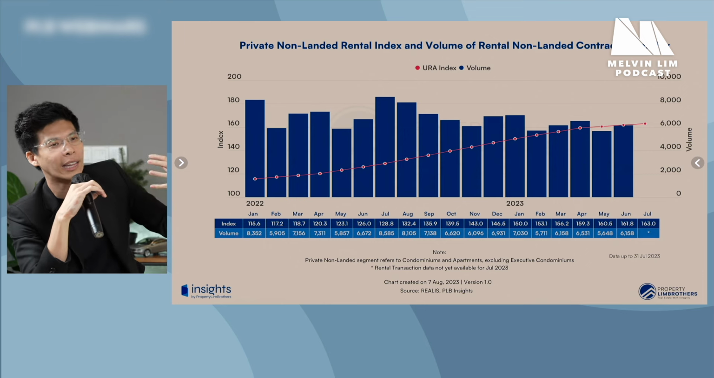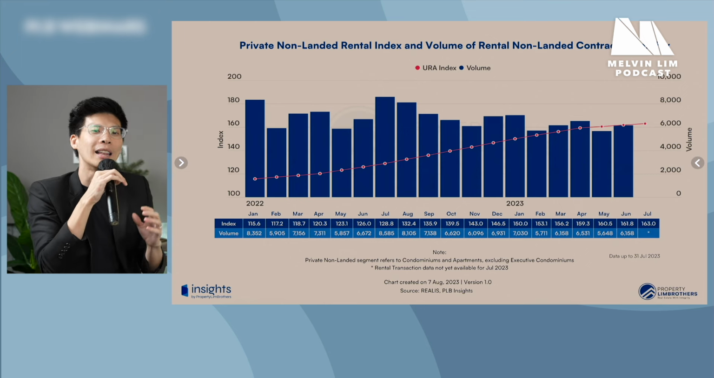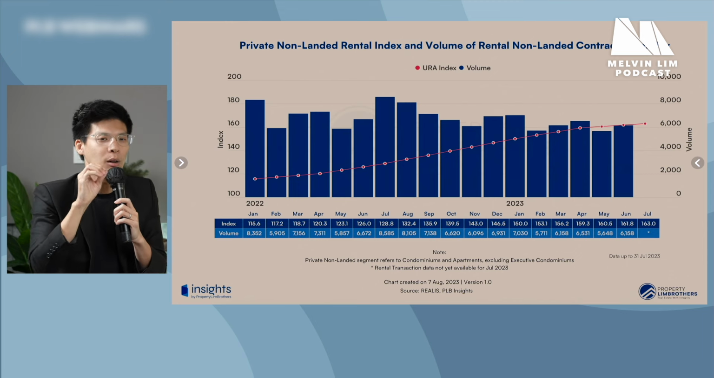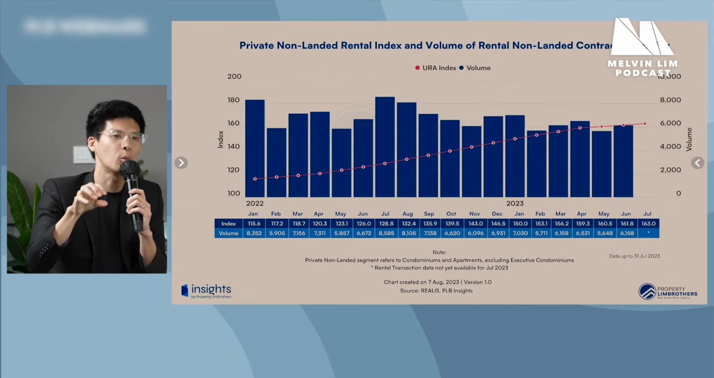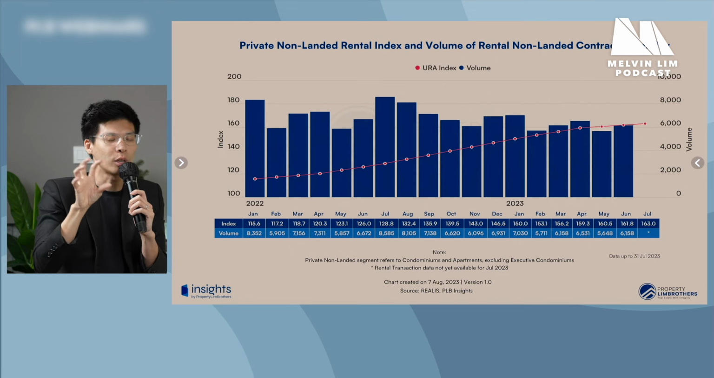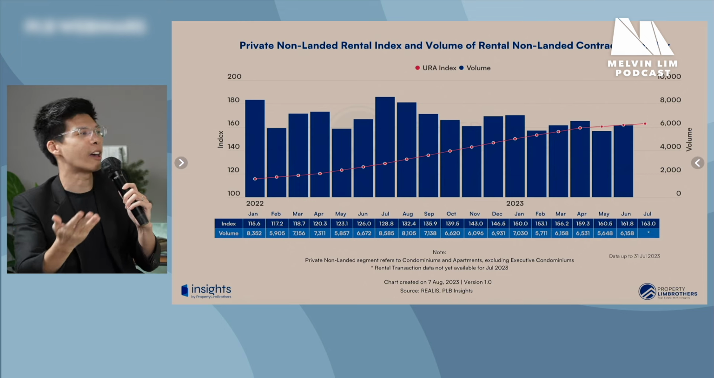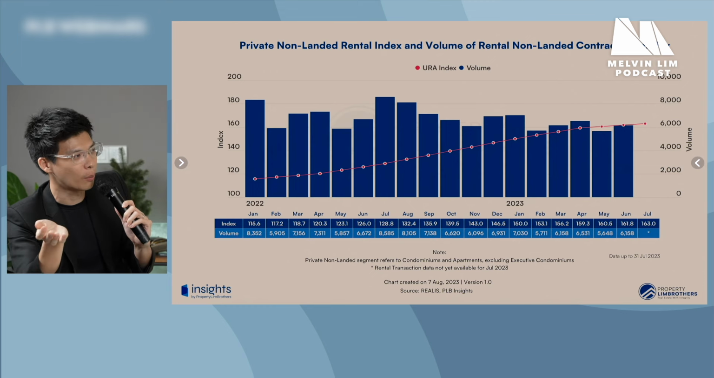Second thing is when there are new key collections, it also means that there is new supply that will be introduced to the market for renters to look at. And most of them, I would say that 1 and 2 bedders will see a sharper spike in terms of availability. So if you are a renter looking at a 1 and 2 bedder, then you might have better finds this coming year ahead.